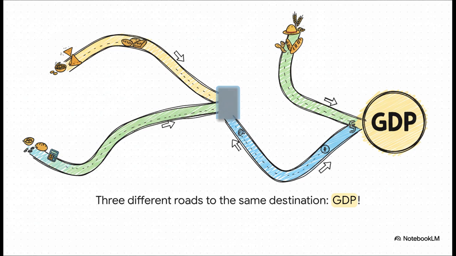In our story, that's the 200 rupees spent on bread plus the 50 rupees of wheat the farmer kept for himself. And what do we get? 250 again. And the third road is the income method, where we add up all the income earned. And in our simple economy, this would also be 250 rupees. Three different paths, all leading to the exact same GDP.